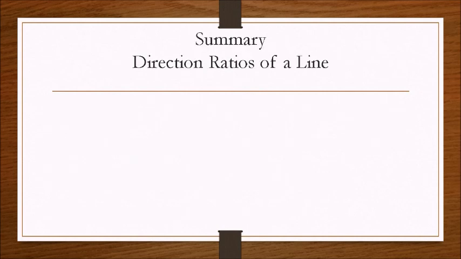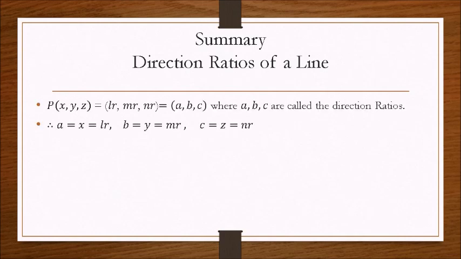Okay, so in summary, we learnt about the direction ratios of a line. What are direction ratios? If a vector OP makes angles alpha, beta, gamma with the x-axis, y-axis and z-axis respectively, then cos alpha, cos beta and cos gamma are the direction cosines. Now, if you take P(x, y, z), we take it as lr, mr and nr, where the numbers lr equal to a, mr equal to b and nr equal to c.